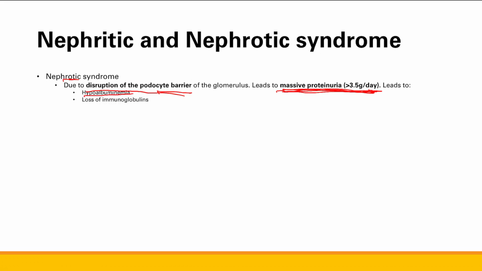Next, you're going to lose a bunch of immunoglobulins. They're also going to be able to leak through that disrupted podocyte barrier. Okay, if you lose immunoglobulins, guess what? You're at risk for infections.